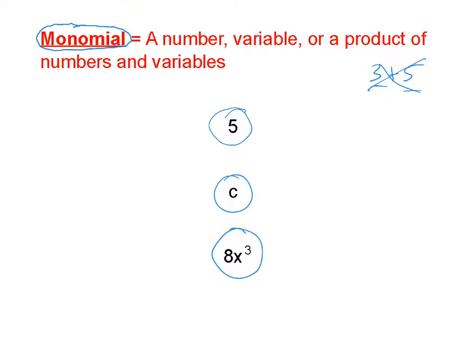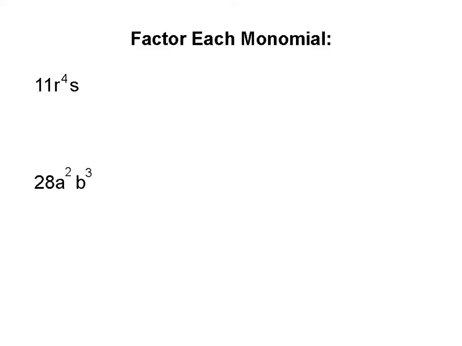Okay, and so this is a monomial chunk. It can either be a number by itself, a variable by itself, or numbers and variables together in one chunk with no plus or minus signs between them. They're going to have you factor monomials today. Here would be a couple examples of that. They want us to factor these monomials. So we're going to make a factor tree. What we're going to do is pull out the number, and then separate out the variables. Can I break this number 11 down any farther?